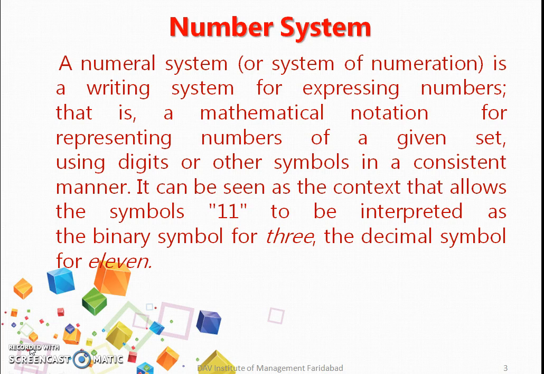It is a mathematical notation for representing numbers of a given set. You can represent a number using digit or a symbol. For example, 11. This is in binary form, it is 3, whereas in decimal symbol it is 11. So the same 11 has two different meanings in different types of number system.